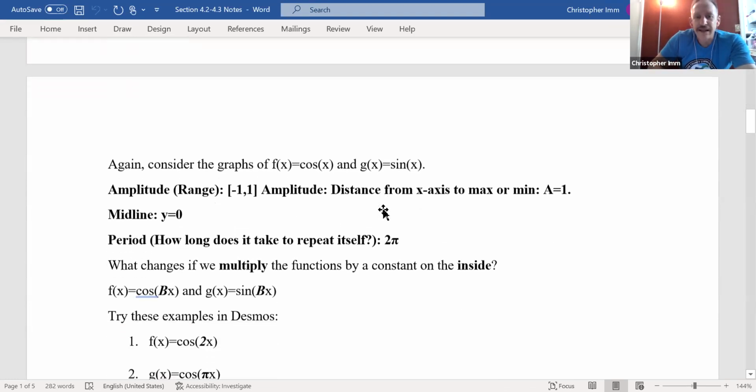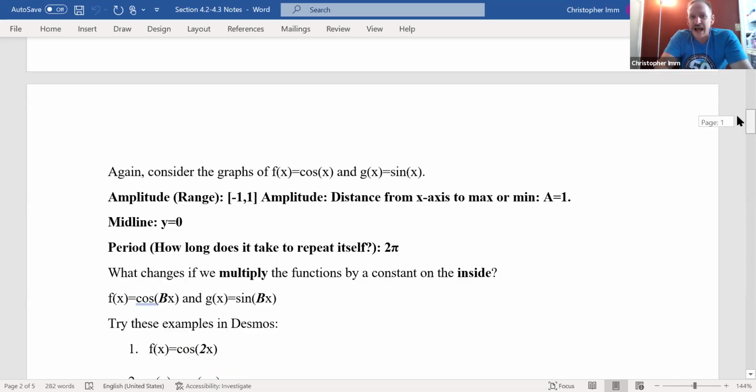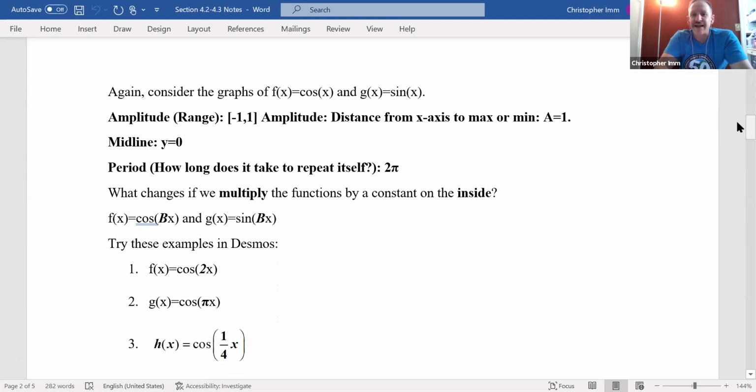With inside changes, with inside multipliers, we're multiplying inside, but we're multiplying directly on the x. It's not on the other side of the equation. So we're multiplying that x directly in this case. So now we're going to see what happens when I have an inside multiplicative change.